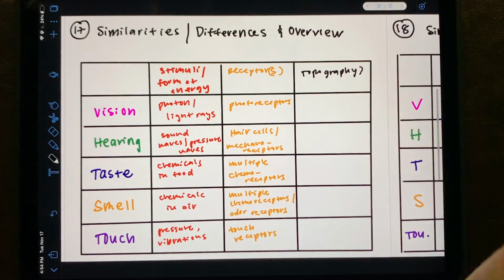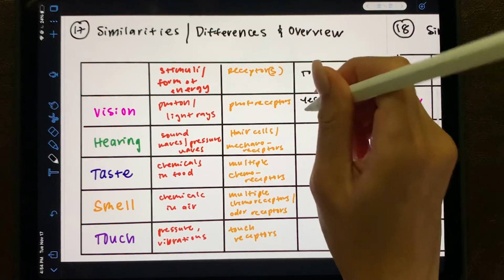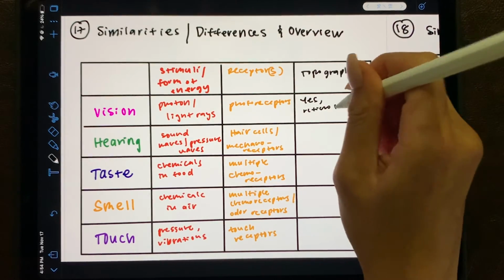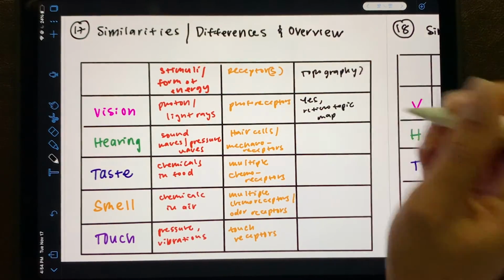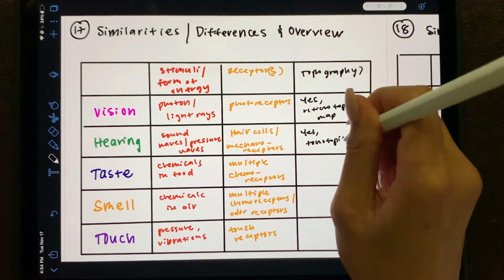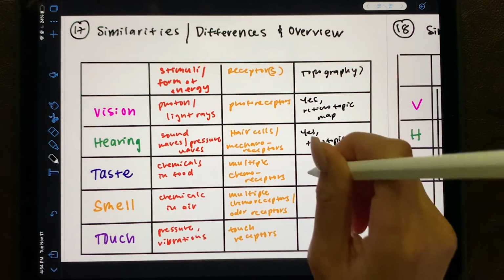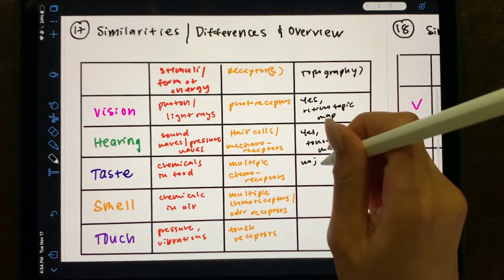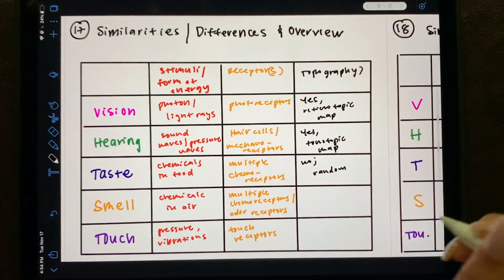For topography, vision has a retinotopic map, which means that locations next to each other on the retina are usually represented by locations that are adjacent to each other when we look at things. For hearing, we have a tonotopic map, in which hair cells detecting similar frequencies are located adjacent to each other on the cochlea. And for taste, we do not have a topographic organization because it is random and not linear. The taste buds are not organized in any specific pattern.